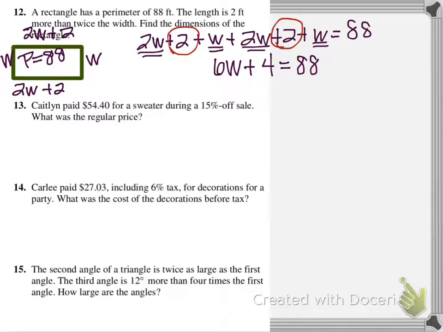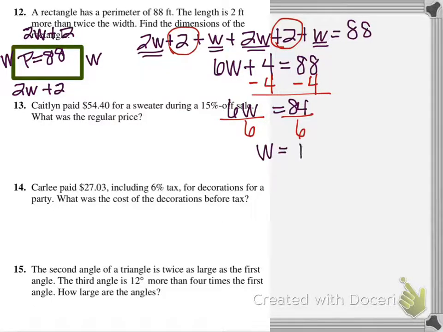Now we can start solving. So I would subtract 4 from both sides. That's going to give me 6W equals 84. Divide by 6, divide by 6. And that's going to give me W equals 14, and this is 14 feet.